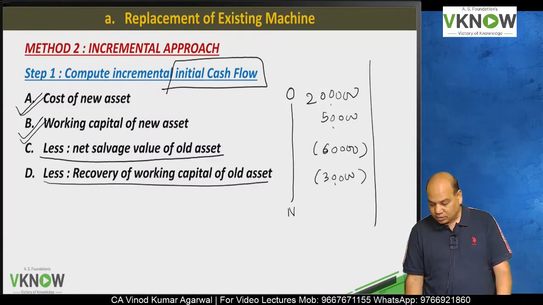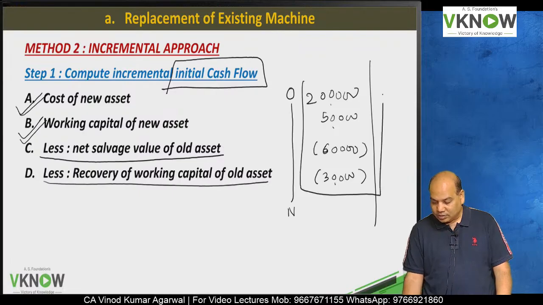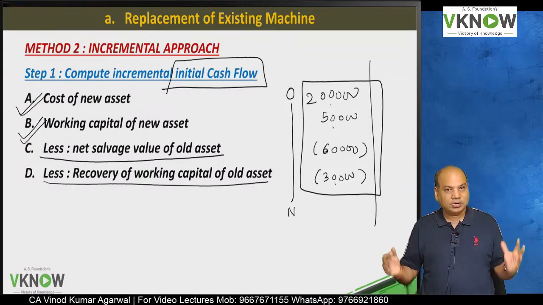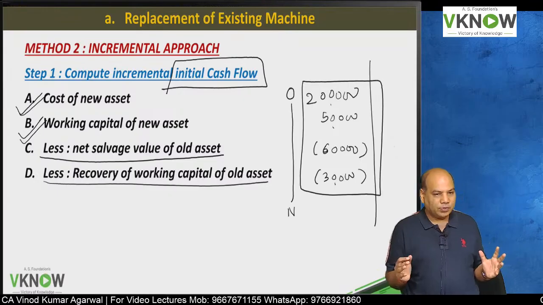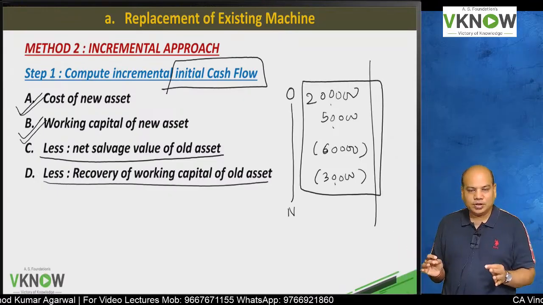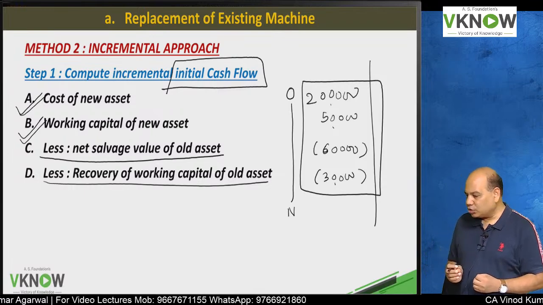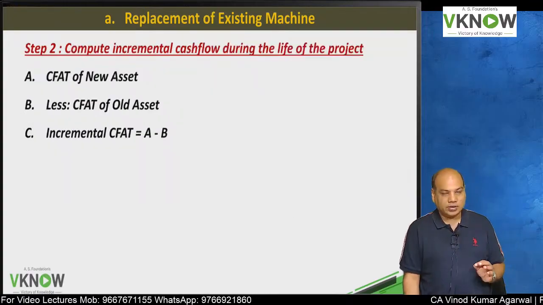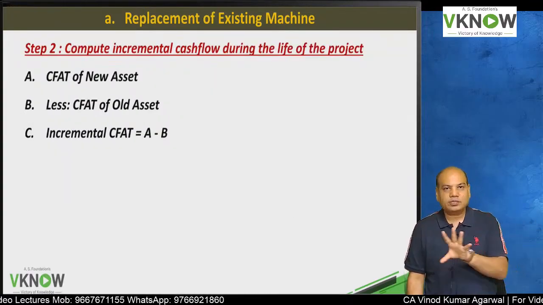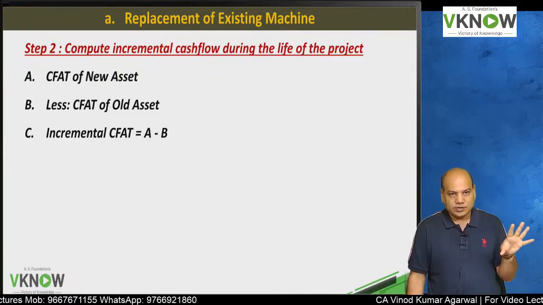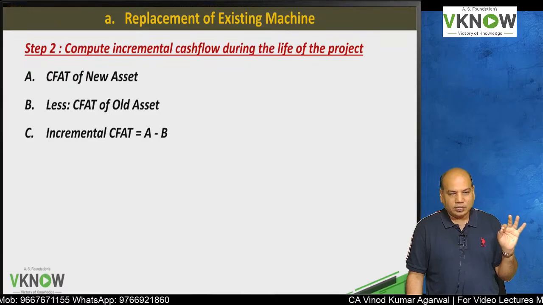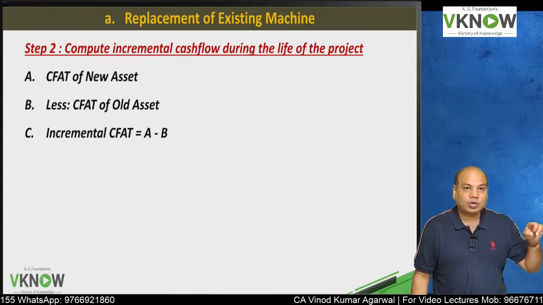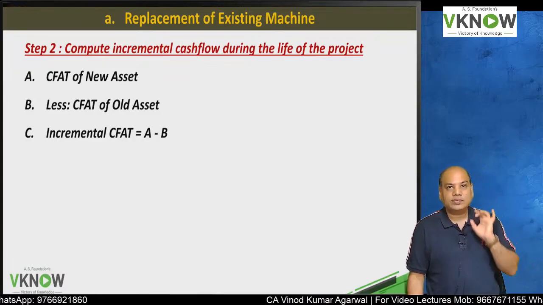So effectively, what is my net cash outflow or incremental cash outflow in year 0? It is the difference between how much money you would invest in the new asset minus how much money you will recover from the old asset. So that is my net investment or incremental investment. Then during the life of the project, suppose the life of the project is 5 years, we will compare what cash flow after tax the new asset will generate minus what cash flow after tax the old asset will generate or would have generated.